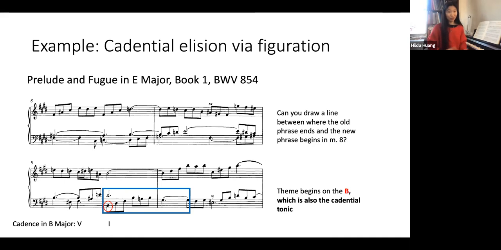So for those of you who are listening carefully, you would have absolutely heard that there is a cadence in the middle of that. If you were listening harmonically, you might have heard it, but if you were listening in terms of the legato line, you might not have heard it as much. And that's because in that measure 8 right there, the beat that's on the third beat is both the end of the cadence and also the beginning of the theme, which begins in the bass.